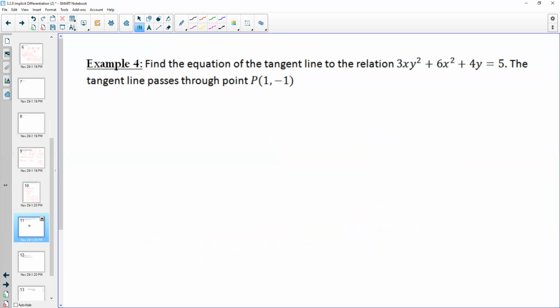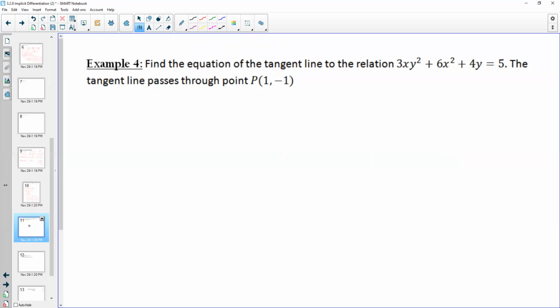So same kind of question here. We're going to find the equation of the tangent line. So in this question, Quinn, we will have to find the equation for the relation 3xy squared plus 6x squared plus 4y is equal to 5. And we are given a point (1, -1).